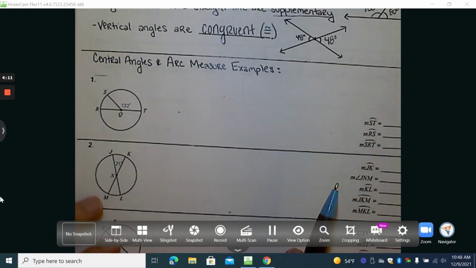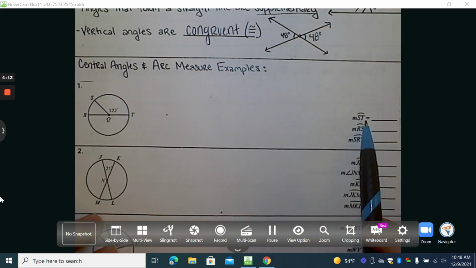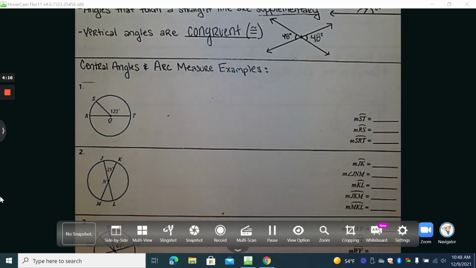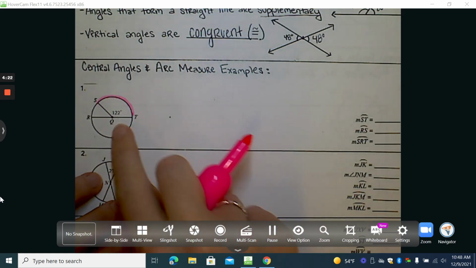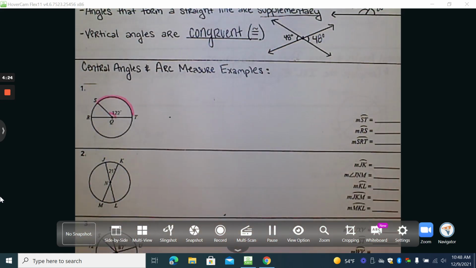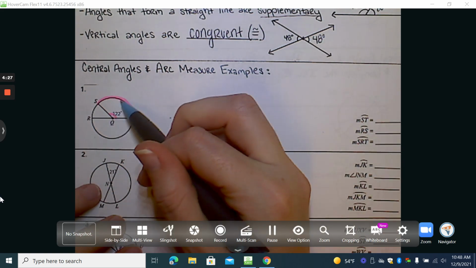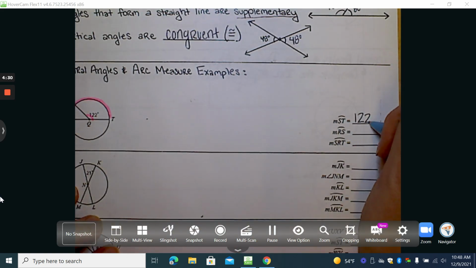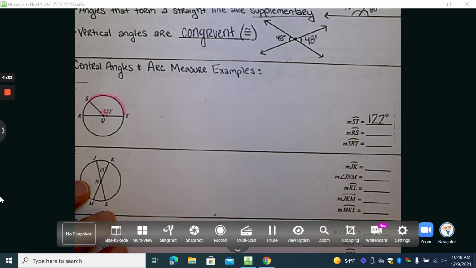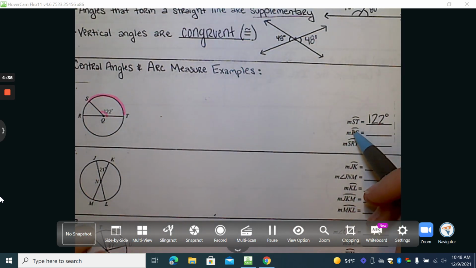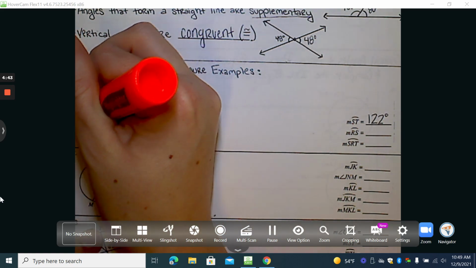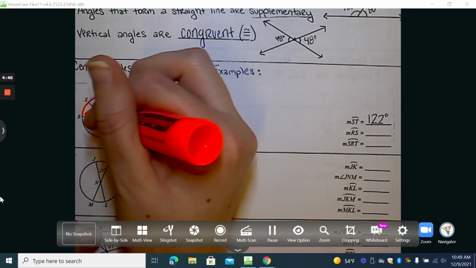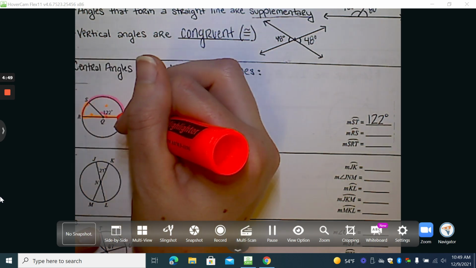So this first one, we're asked to figure out the measure of ST. Well, ST is essentially the arc right here. And we are given the fact that this angle is 122 degrees, which means that that arc is also 122 degrees. Now, the measure of the arc RS is a little bit different, right? So RS is essentially this space right here. But the nice thing is that these two angles make a straight line.